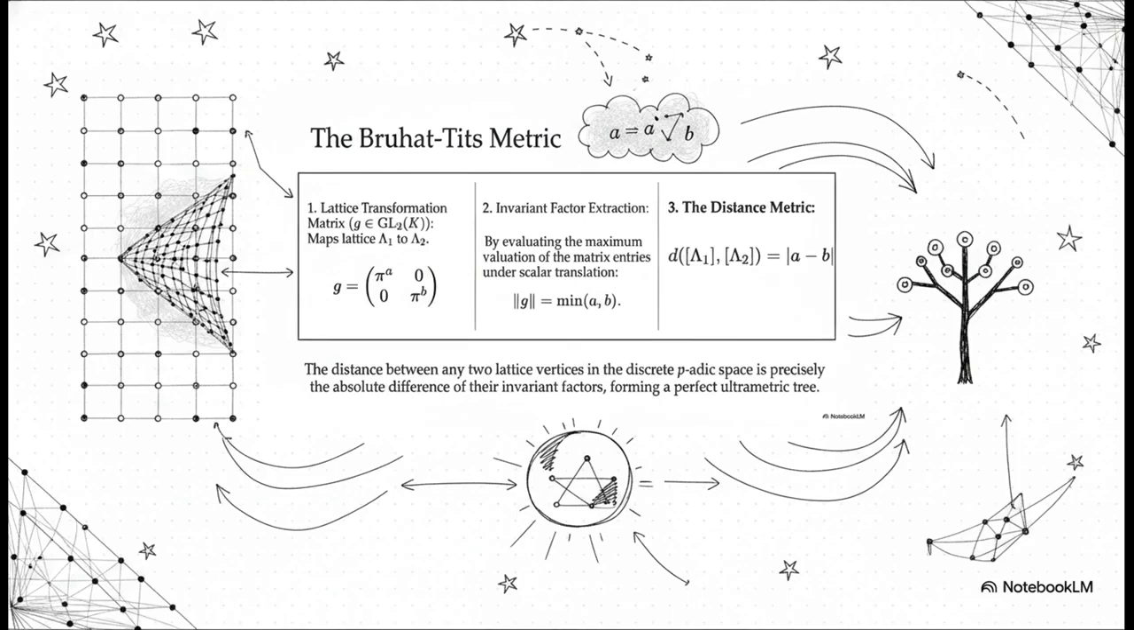Now, why does this specific tree structure matter so much? It all comes down to how distance is calculated in this space. The distance d between any two lattice vertices is simply the absolute value of a minus b, where a and b are the invariant factors extracted from the lattice transformation matrix. Calculating distance using this incredibly simple absolute difference creates a perfect ultrametric tree.